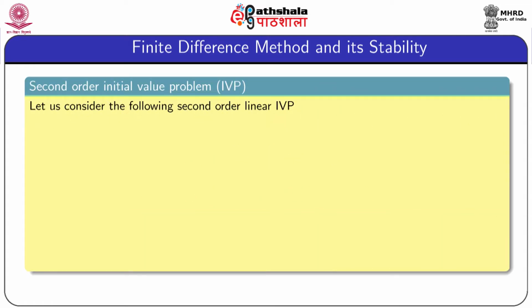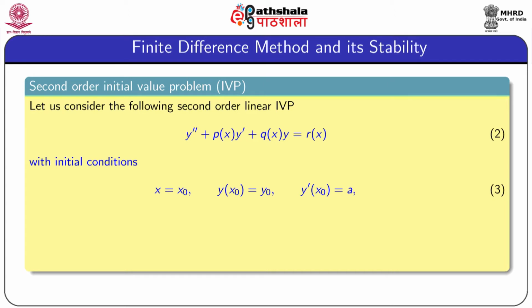Now, let us consider the second order linear initial value problem. The differential equation is the second derivative of y plus p(x) into the first derivative of y plus q(x) into y equal to r(x), where p(x), q(x) and r(x) are known functions of x, with the initial conditions x equal to x0, y equal to y0 and the first derivative of y at x0 equal to a, where a is a known constant.